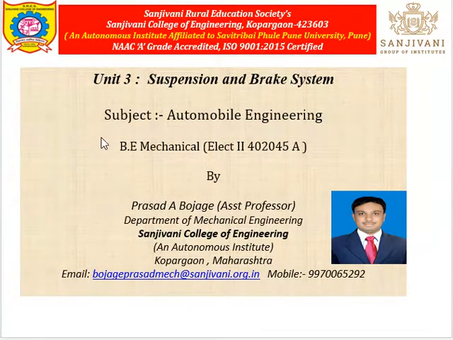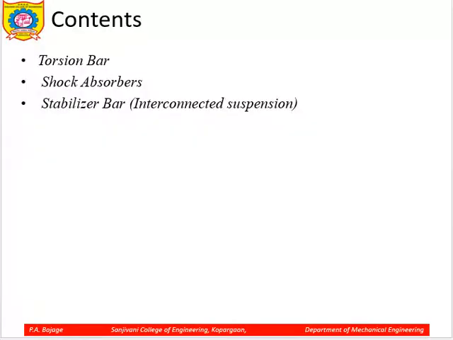Hello friends, welcome back. Today in this video for the subject automobile engineering unit suspension and braking system, we are going to discuss the following points. So we are going to discuss the torsion bar, then shock absorbers and stabilizer bar. It is also called the interconnected suspension. So the first point we will discuss is the torsion bar.